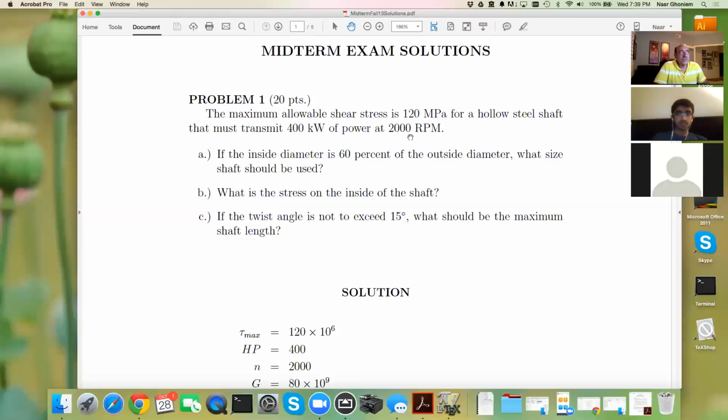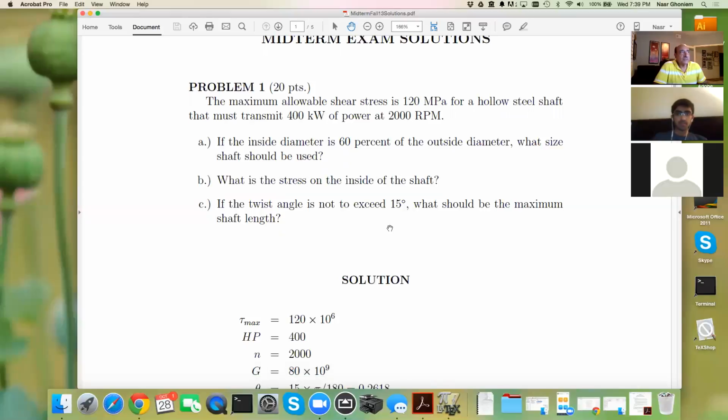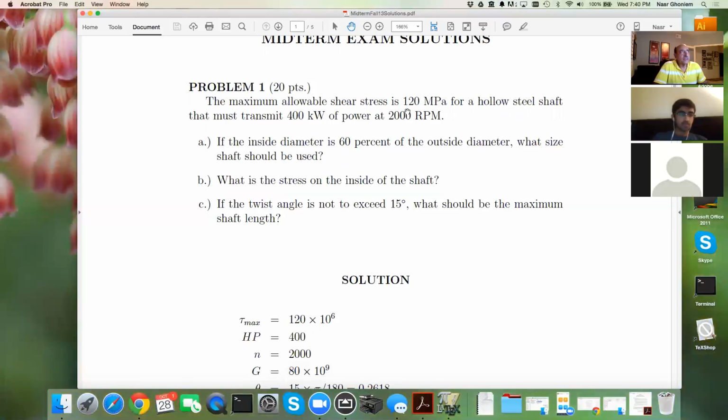From the power and the RPM, we can find the torque. And if we know that the maximum shear stress is 120 MPa as a given, it could be given, for example, with a safety factor. Once we know that maximum shear stress and the torque, then we should determine the dimensions.